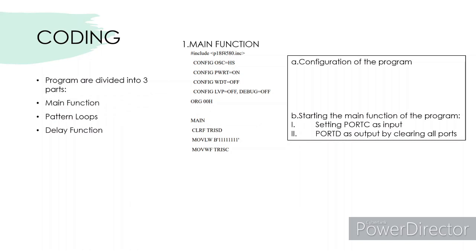For the coding part, we have divided the program into three main parts, which is the main function, the pattern loops function, and the delay function. First is the main function, which includes the P18F4580 microcontroller library and the configuration of the program. Then we set the origin to hexa 0. After that, we proceed to the main function, which is setting port C as input and then clearing all ports of port D to set all of port D as output.